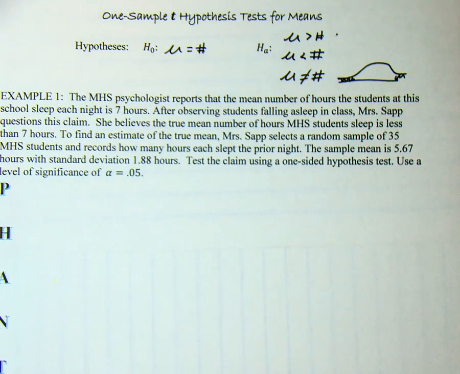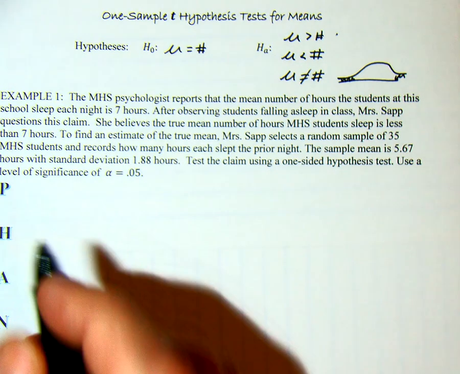Anyway, an MHS psychologist reports that the mean number of hours the students at this school sleep each night is 7 hours. After observing students falling asleep in her class, Mrs. Sapp questions that claim. She believes the true number of hours MHS students sleep is less than 7 hours. To find an estimate of the true mean, Mrs. Sapp selects a random sample of 35 MHS students and records how many hours each slept the prior night. The sample mean is 5.67 hours with a standard deviation of 1.88. Test the claim using a one-sided hypothesis test. Use the level of significance at 0.05. And I just realized that I forgot to make you draw the curve on the other one, but that's okay.